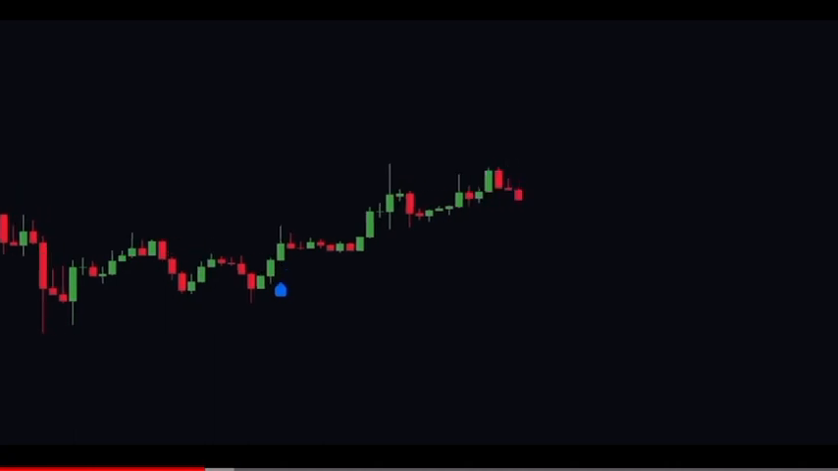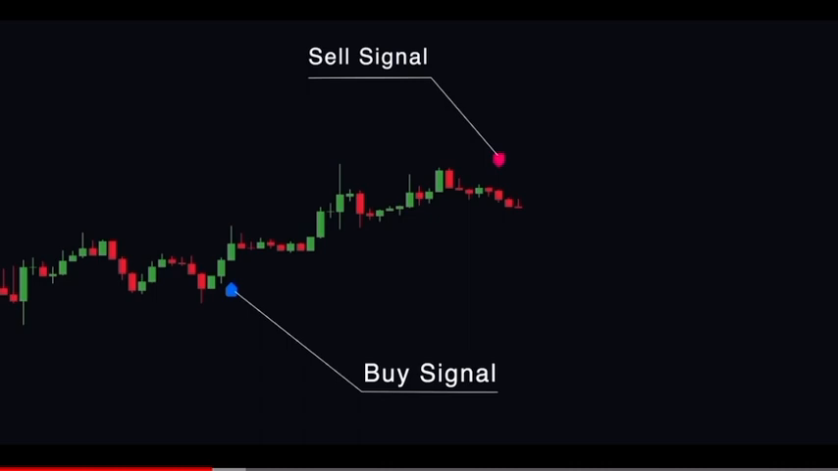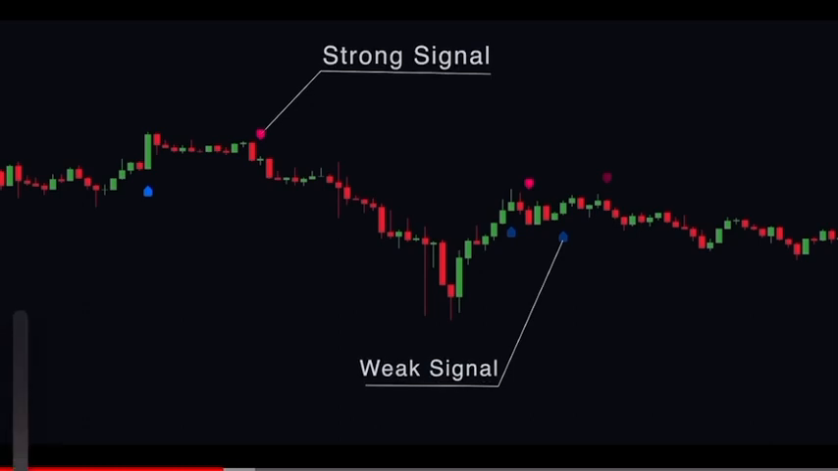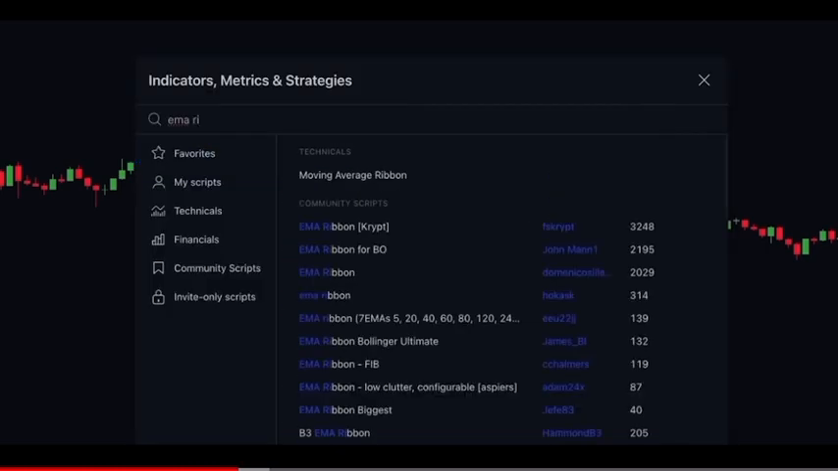It is also very simple to read. The indicator basically prints blue and pink labels which are buy and sell signals. Depending on the strength of the signals, labels may have lower or higher opacity. Of course, we cannot use this indicator on its own, as this will lead to a lot of false signals. That's why we need to add the next indicator, which is called the EMA ribbon by Dominic Ossoletti.